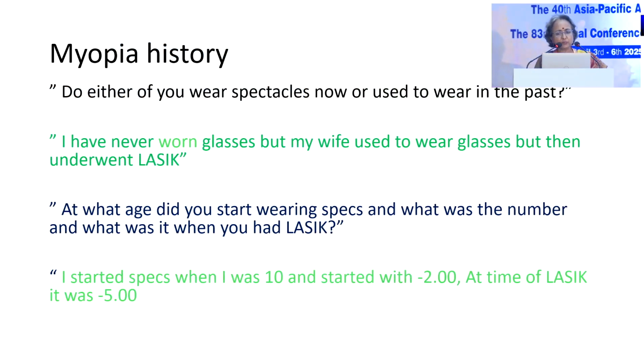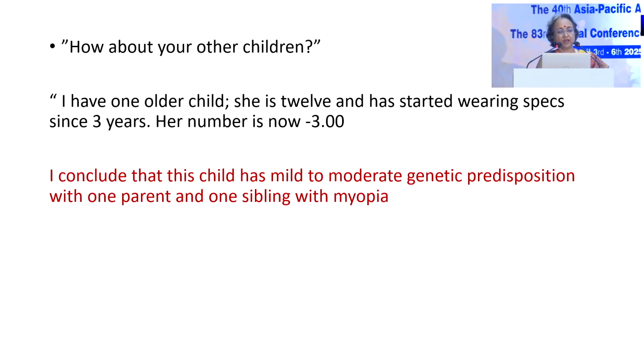Do either of you wear spectacles now or used to wear in the past? Then the father says, I have never worn glasses, but my wife used to wear glasses, but then underwent LASIK. There's some genetics going on. So I said, what age did you start wearing specs and what was the number? And what was it when you had LASIK? She says, I started specs when I was 10. I started with -2. By the time I had LASIK, it was -5.